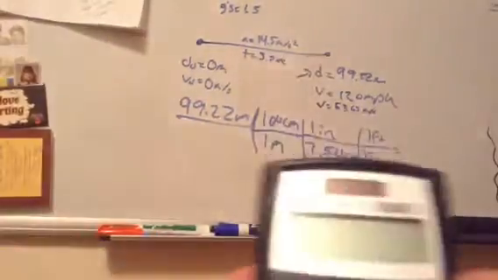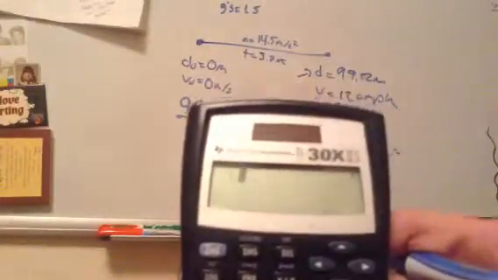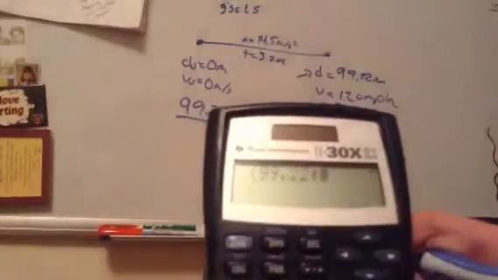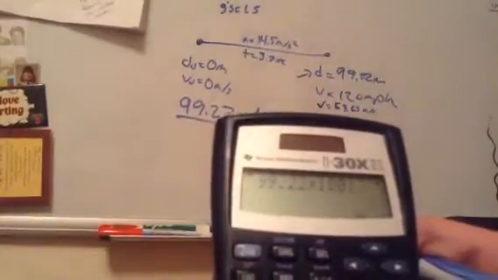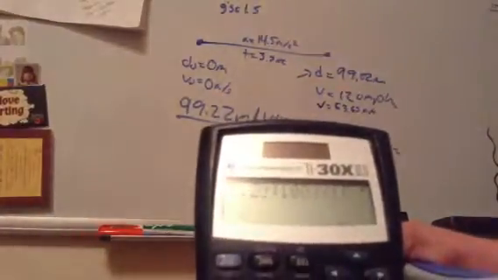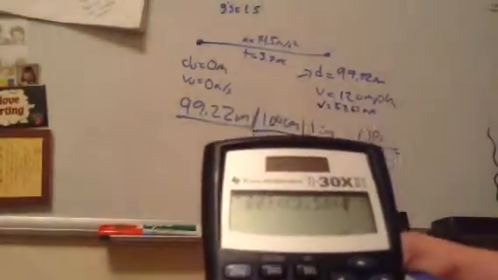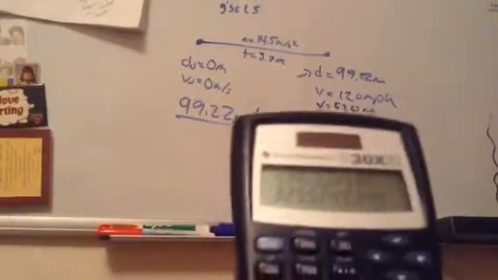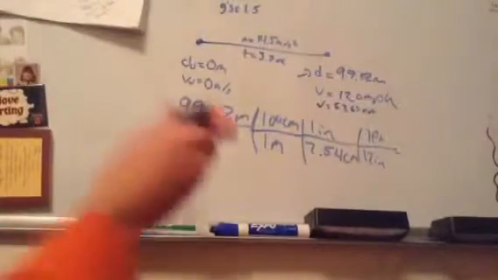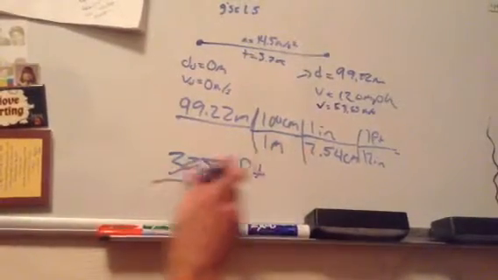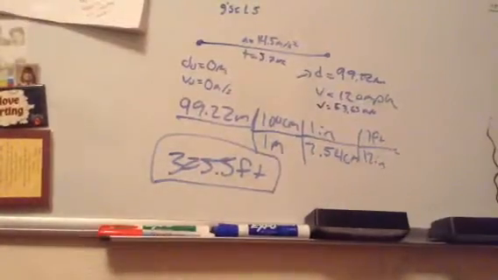Awesome question. Here's the calculator again, so that way you guys know how to do it at home. This time, I would recommend using parentheses. Parentheses, 99.22 times 100, and that parenthesis divided by 2.54 times 12. Bada boom. 325.5 feet. 325.5 feet. That's how long the dragster is.